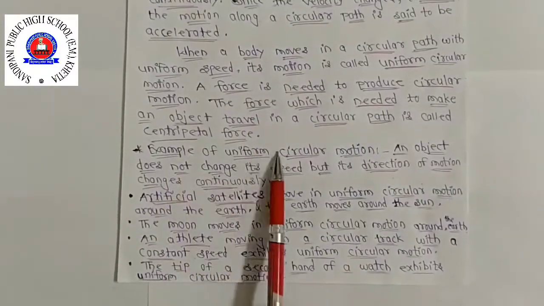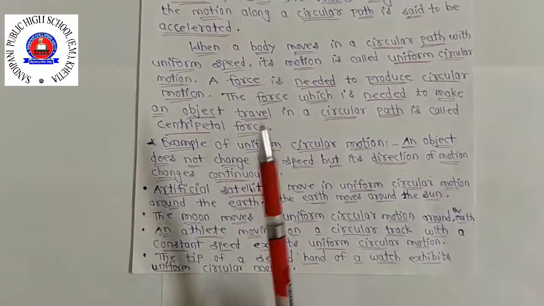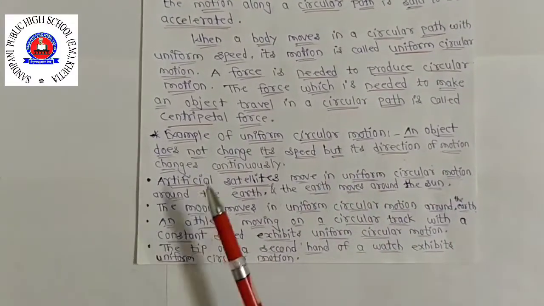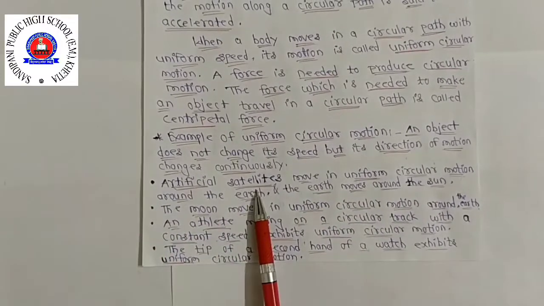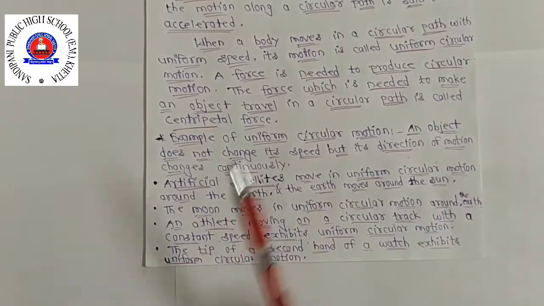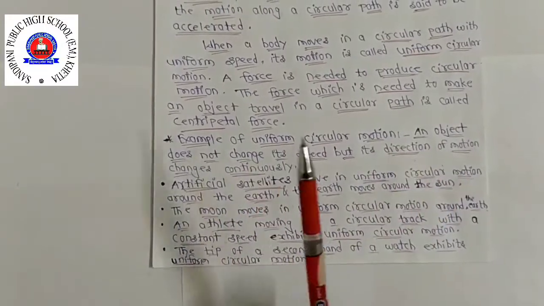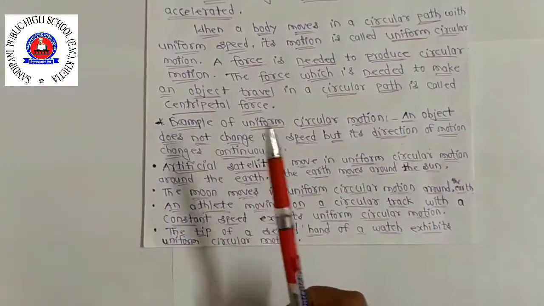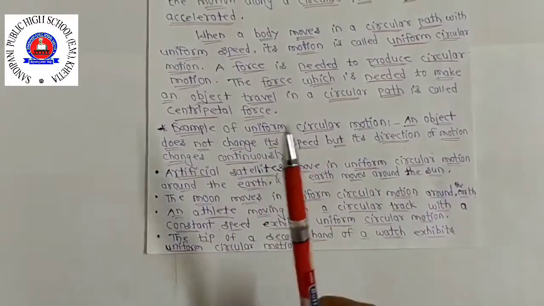Now examples of uniform circular motion. The object does not change its speed but its direction of motion changes continuously. Means the speed is not changing, but what is changing? The direction of the motion. Clear? First, artificial satellites move in uniform circular motion around the earth. When an artificial satellite goes around the earth in a circular orbit with constant speed, its velocity is not constant because the direction of motion of the satellite is changing continuously. Thus the motion of a satellite around the earth is accelerated. It is the force of gravity of the earth which keeps the satellite in circular orbit around it.